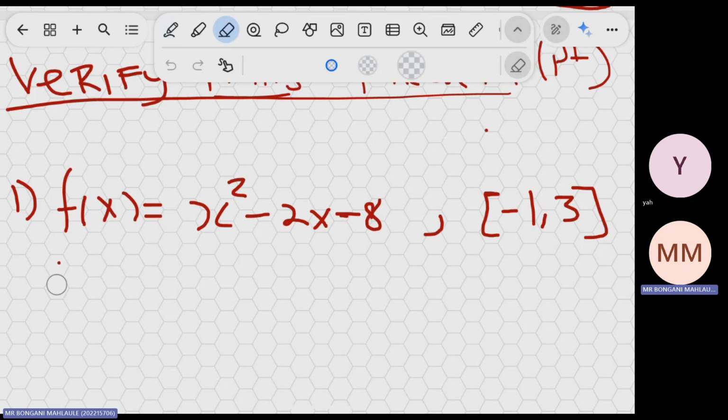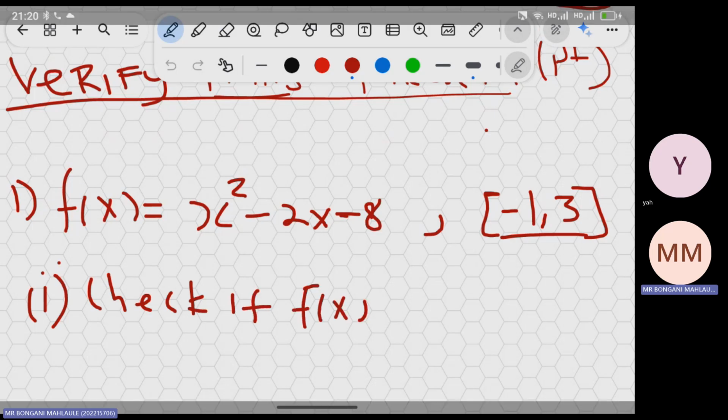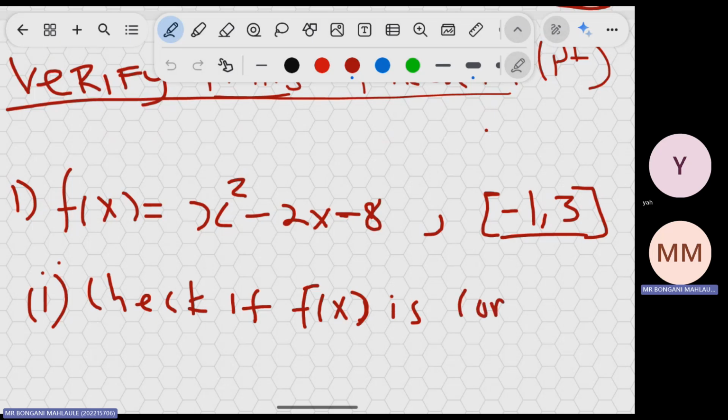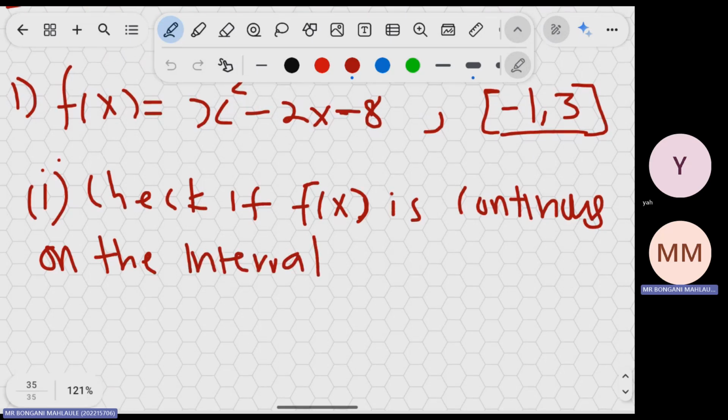So there are three conditions that you must check in order to verify Rolle's theorem. The first one is for you to check if the function is continuous on that interval. Check if f of x is continuous on the interval -1 and 3.